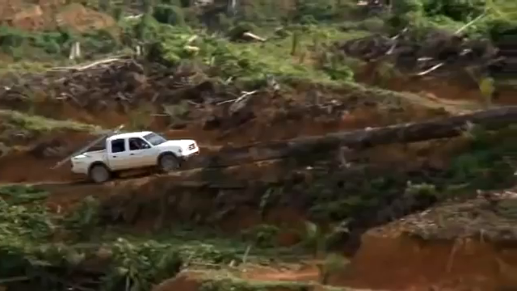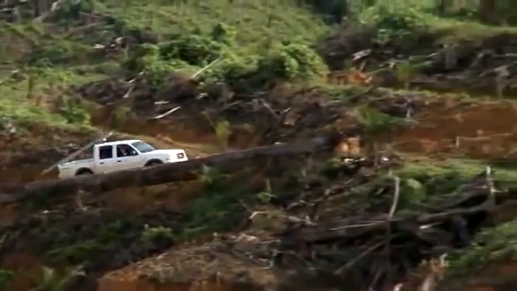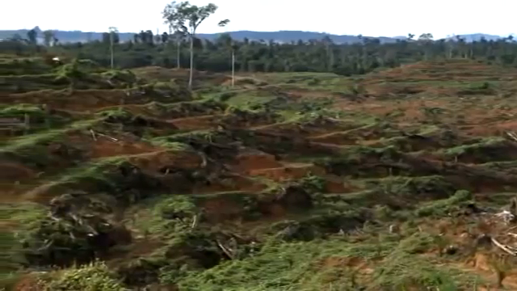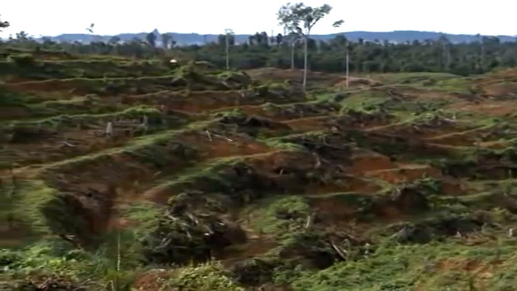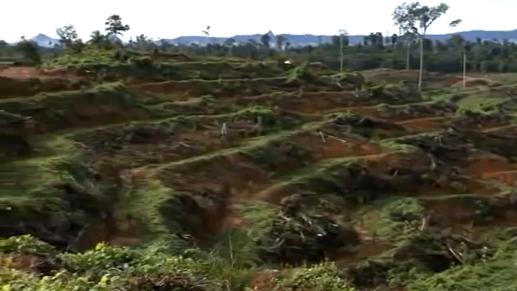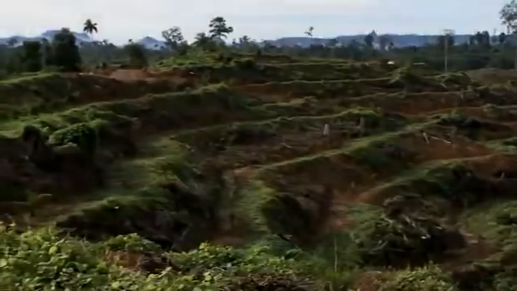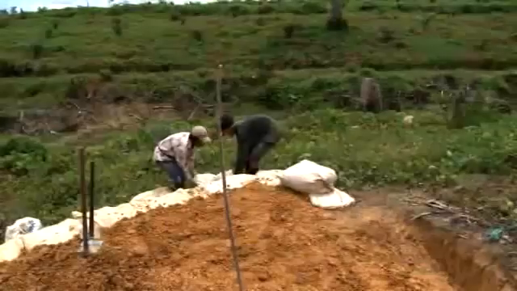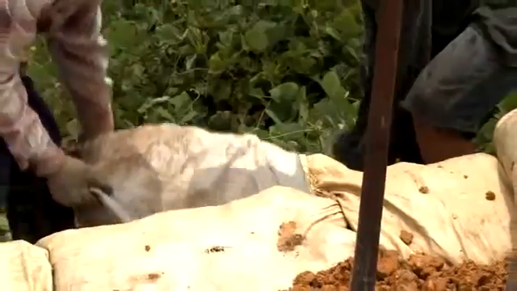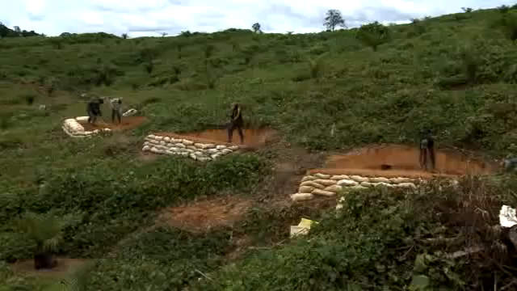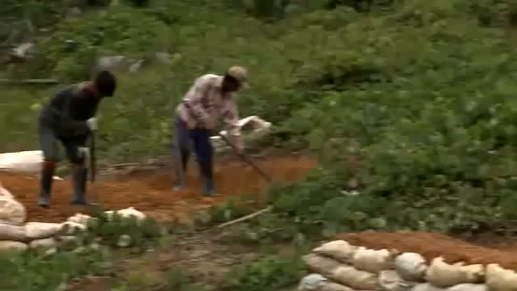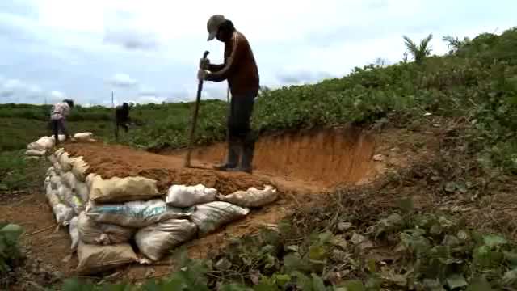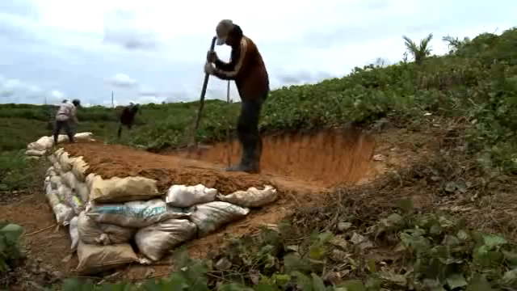Sloped terrain with an average incline of 20% or 11 degrees requires contour terraces with stop bunds. These land modifications protect sloped terrain from erosion and uncontrolled runoff. Inclines of 10% or 6 degrees require platform installation. Platforms are roughly 3.5 meters in diameter. The platforms slope from front to back at a 15-degree angle.